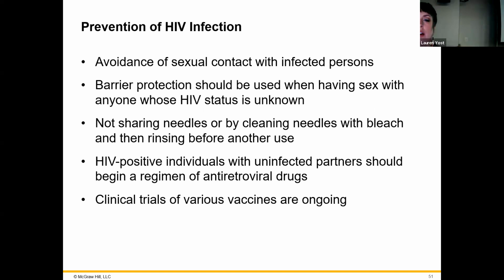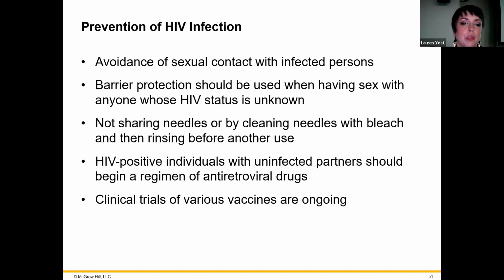Don't share needles. I mean, apparently you can bleach your needles. So, I'm just saying. I don't advise using intravenous drugs illegally, but hey, if you are, at least bleach your needles if you're sharing it with somebody else, I guess. You can tell your patients that.